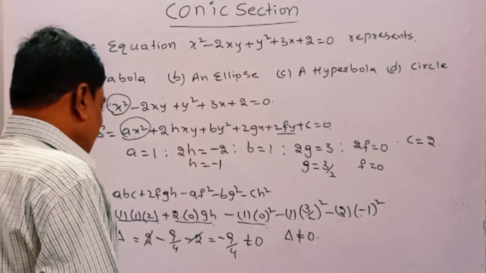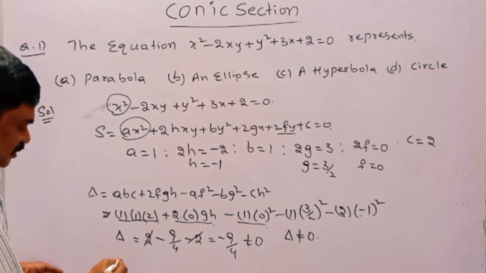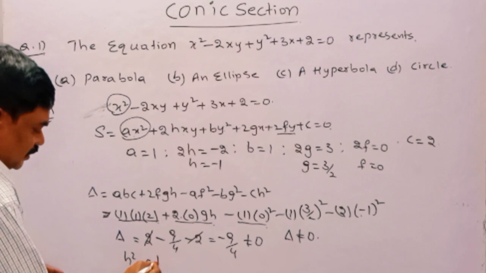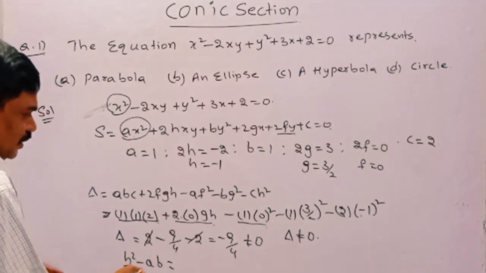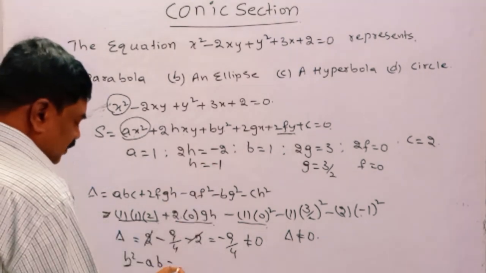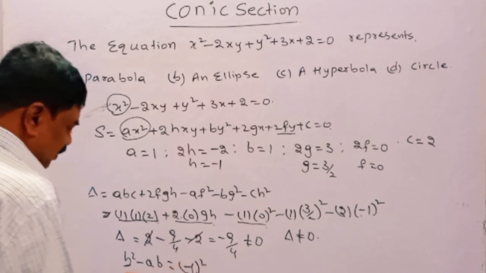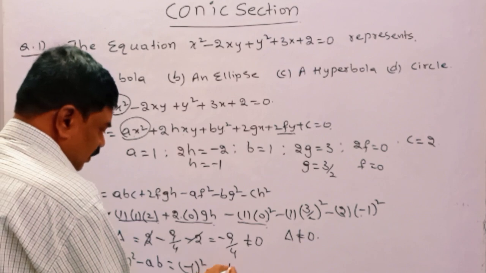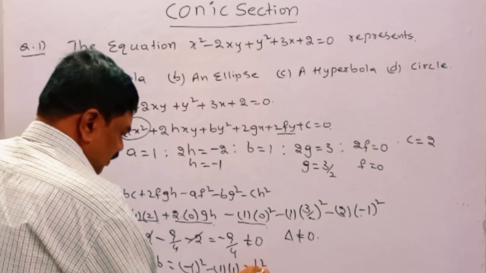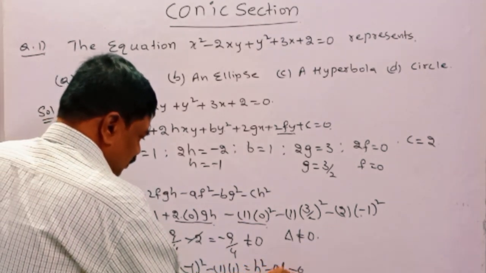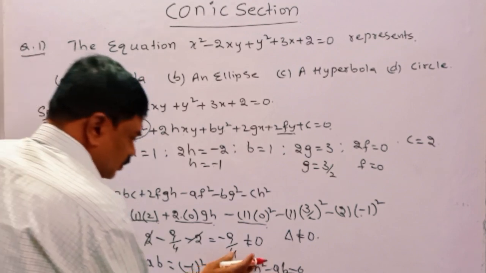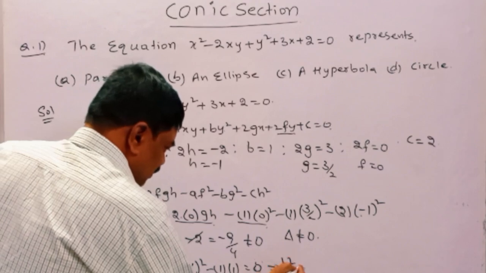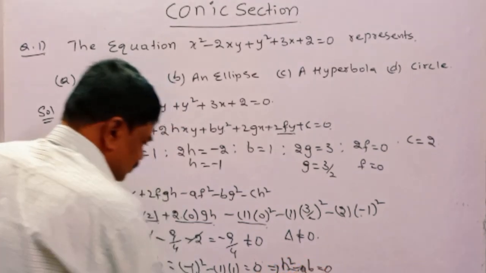Then we have to find h square minus ab. What is h square here? h is equal to minus 1, whole square, minus ab. Then minus ab, 1 into 1, is equal to 0. h square minus ab is equal to 0. This value is equal to 0, which implies h square minus ab is equal to 0.